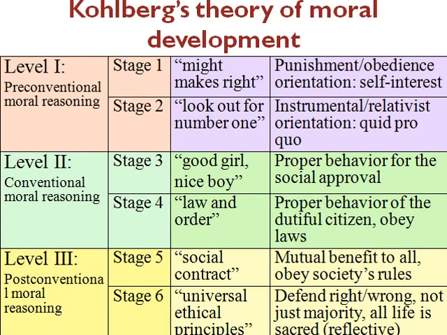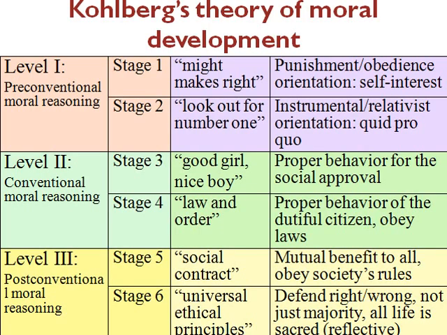The second one is level 2, which is called conventional moral reasoning. Under this level 2, stages 3 and 4 come. Stage 3 gives importance to appreciation. The child likes to be appreciated as a good girl or nice boy, and tries to behave properly for social approval. Stage 4 is law and order, where the parents or the elders in the family try to impose certain rules, concentrating on the proper behavior of the child and on obeying laws.